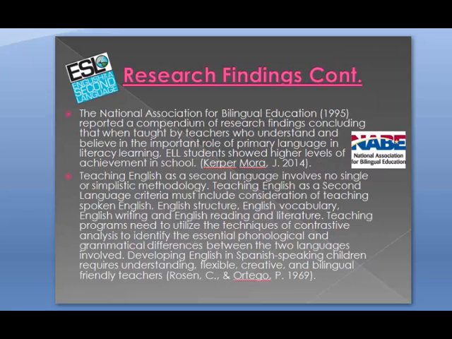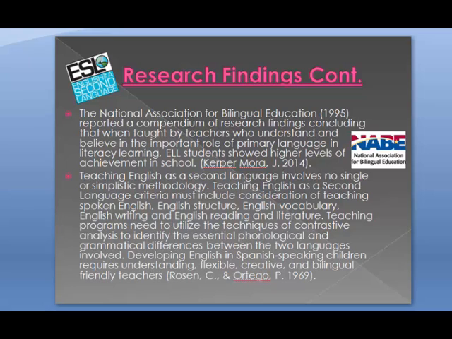More research that I found from coming across different educational sites and foundations: I learned that the National Association for Bilingual Education reported a compendium of research findings concluding that when taught by teachers who understand and believe in the important role of primary language in literacy learning, ELL students showed higher levels of achievement in school.